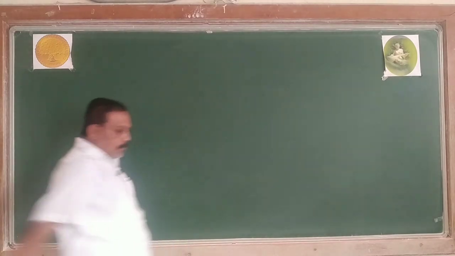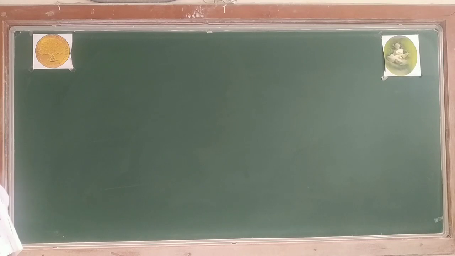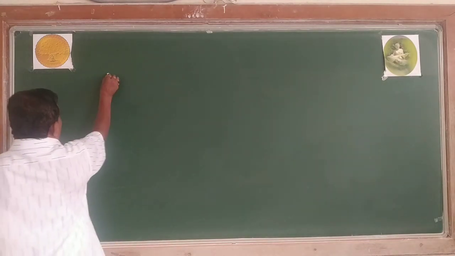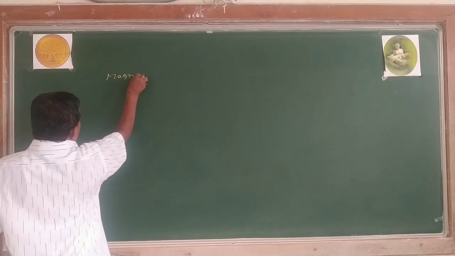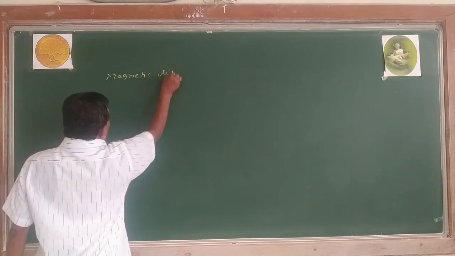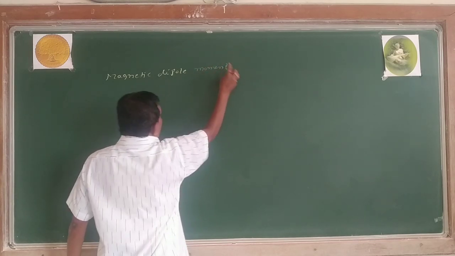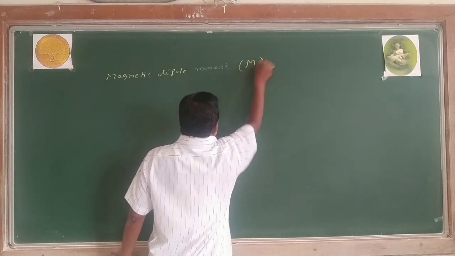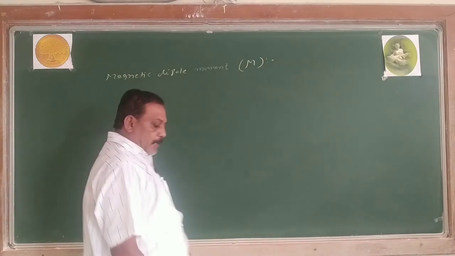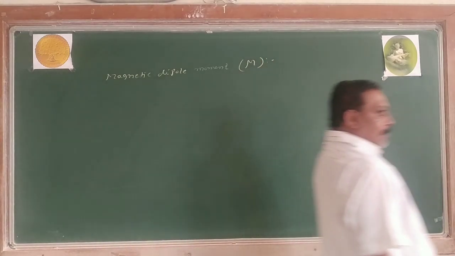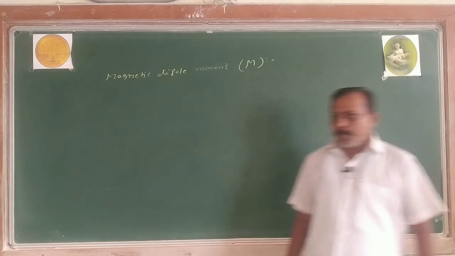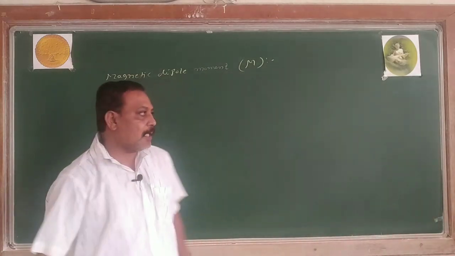Then I come to the next one, magnetic dipole moment, which is represented by capital M. The current carrying loop acts as a magnetic dipole. The bar magnet also has a magnetic dipole moment. Then what is that magnetic dipole moment?